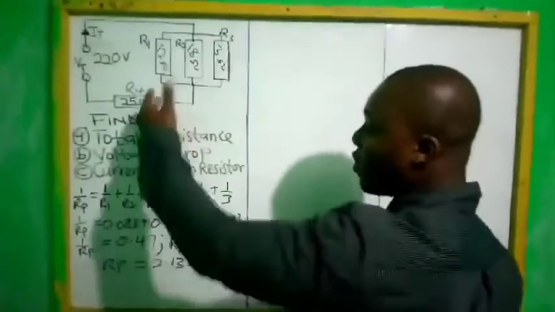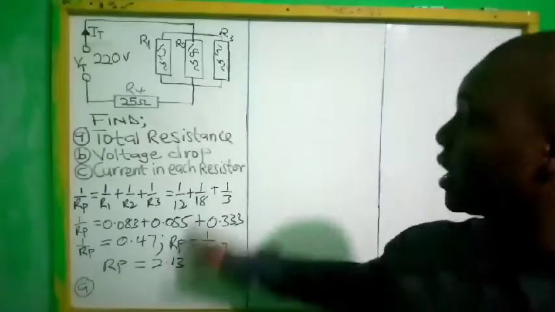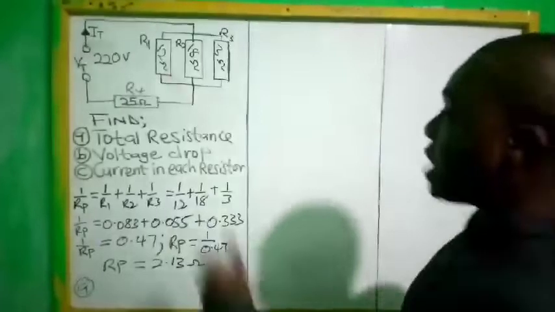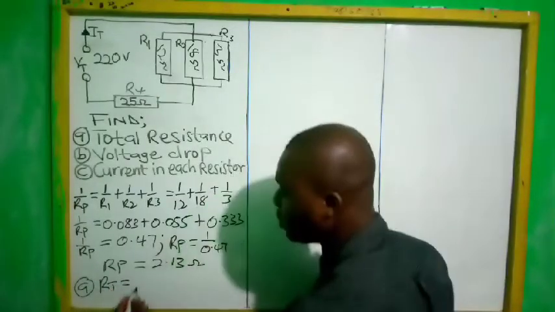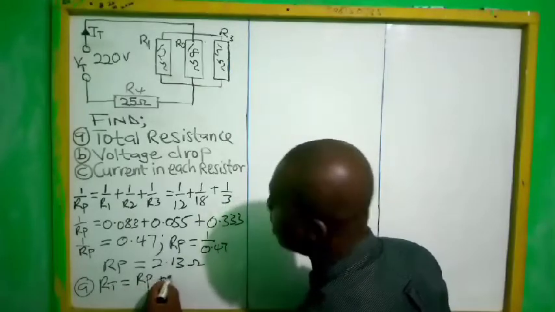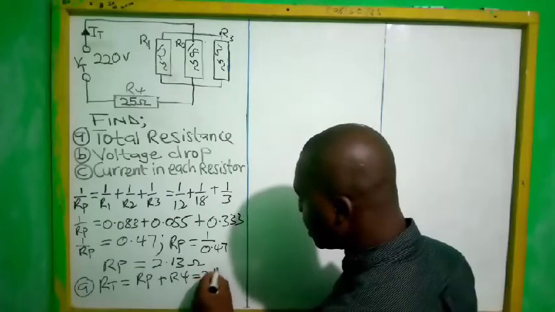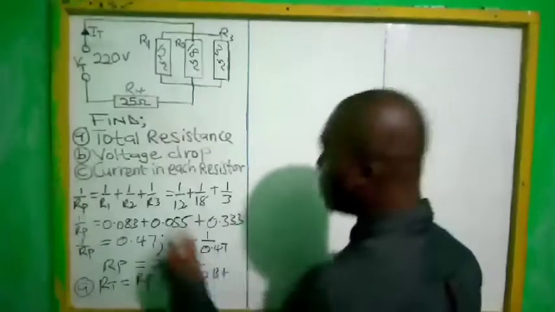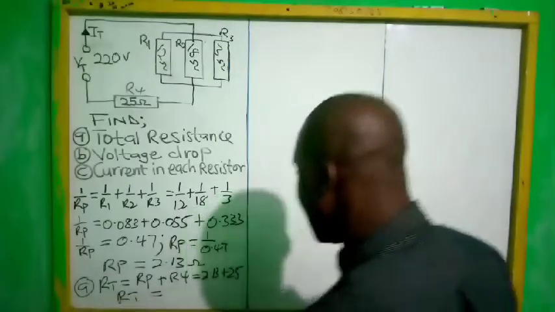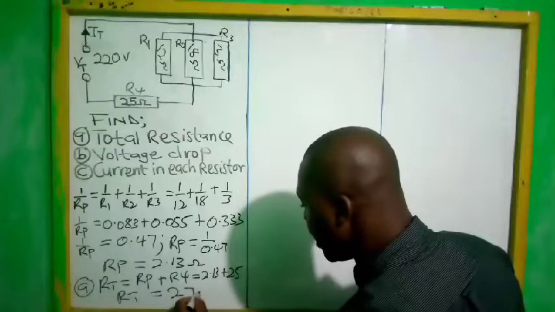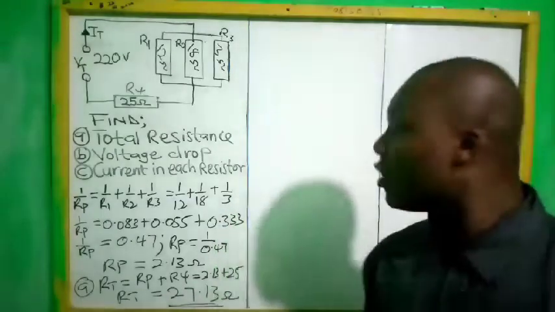So now we are asked to find A. This one is now in series with R4, so the total resistance is equal to RP plus R4. RP is 2.13 plus R4 is 25. You add them and you have your total resistance as 27.13 ohms.